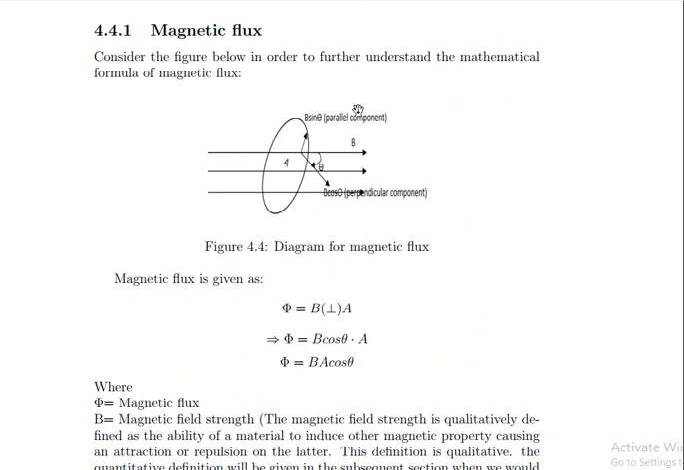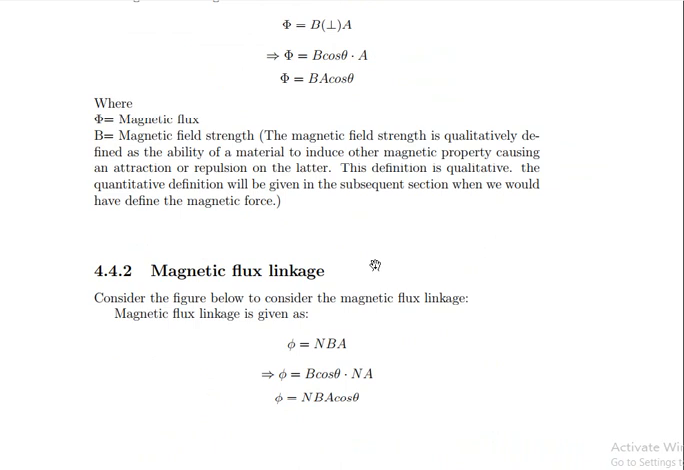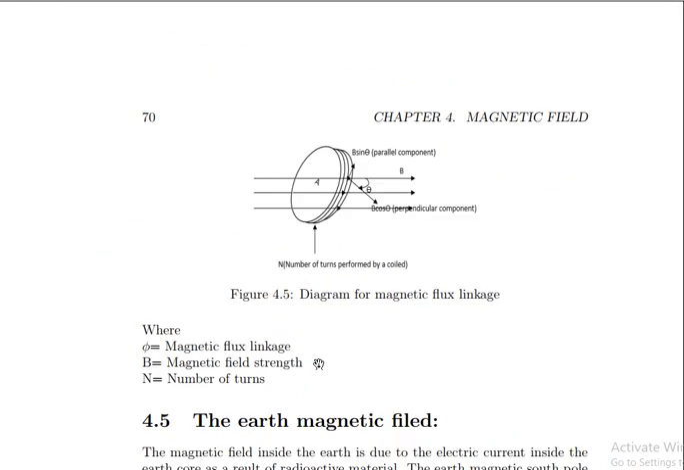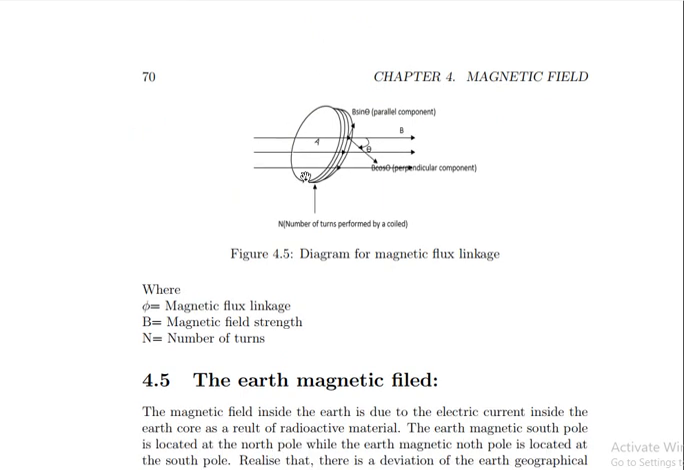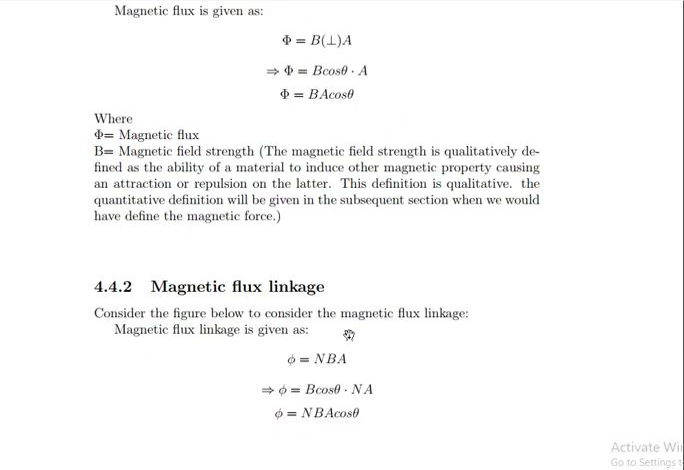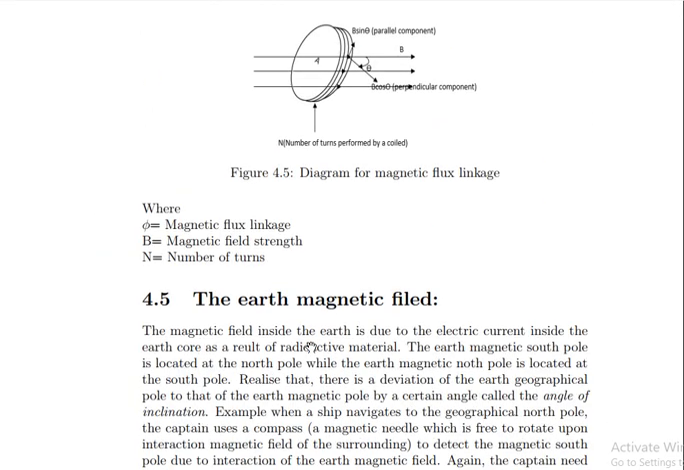Let's say you have coils with different numbers of turns. The magnetic flux linkage is just equal to the magnetic flux times the number of turns, as easy as that. So when you have different numbers of turns, the magnetic flux linkage is the magnetic flux times the number of turns.